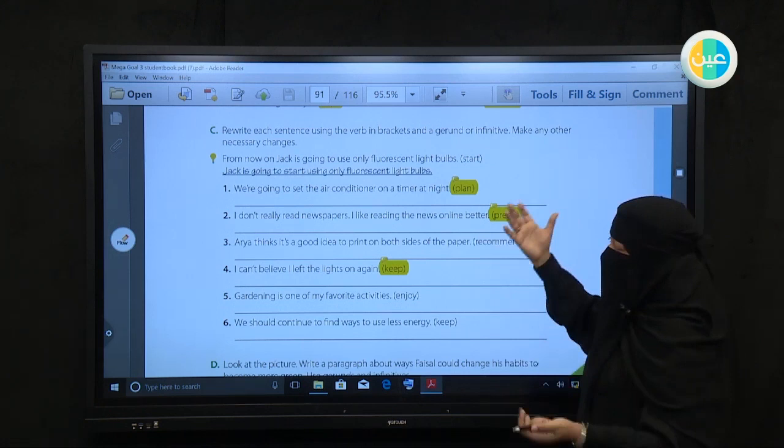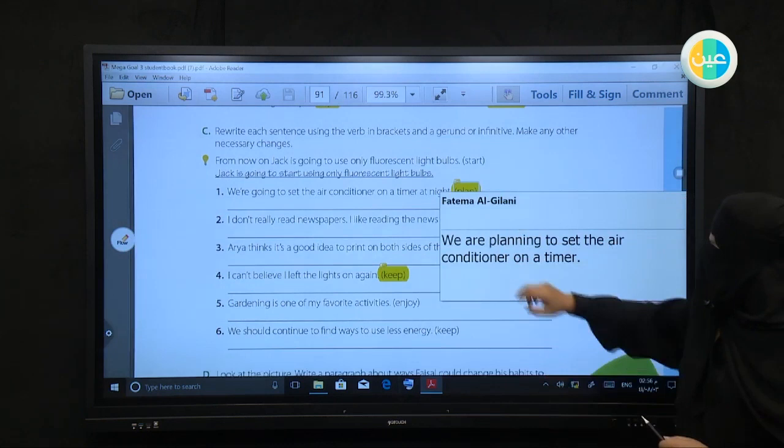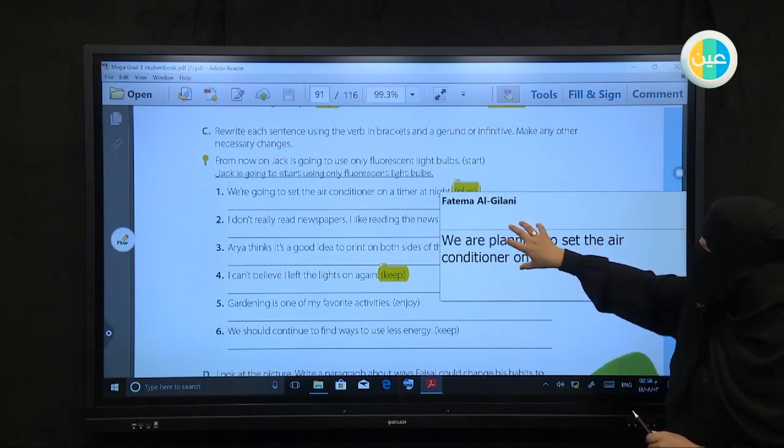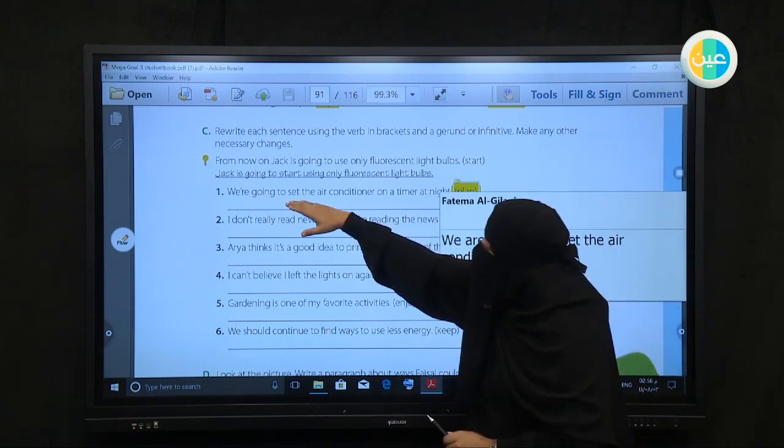ف let's check and see ايش ممكن تستخدمي هنا. ها ممكن نقول we are plan الفعل اللي اعطوك اياه. We are planning to set the air conditioner on a timer. Planning من الافعال اللي تاخذ الانفينيتيف بعدها. So حتجيبي to set موجود عندك هنا بالجمله. To set the air conditioner الى نهايه الجمله.